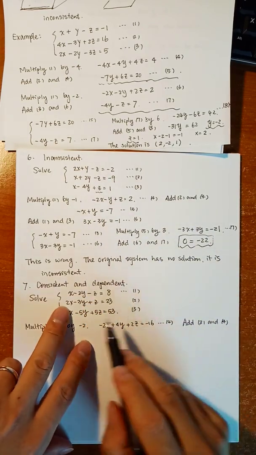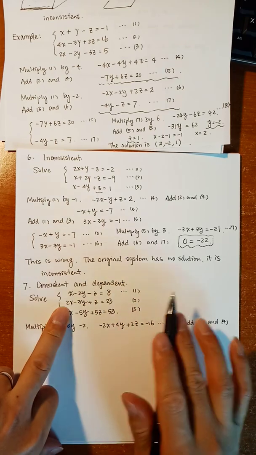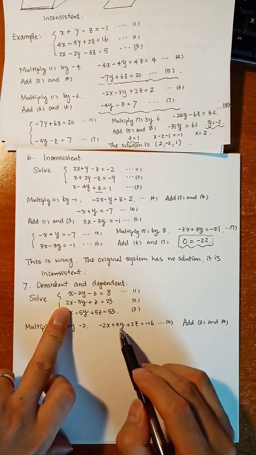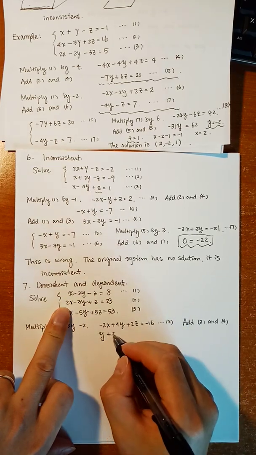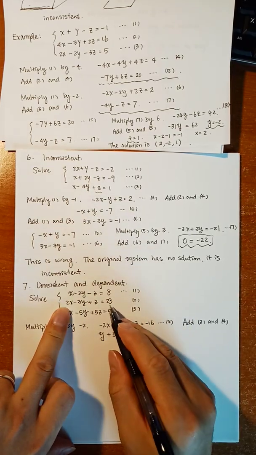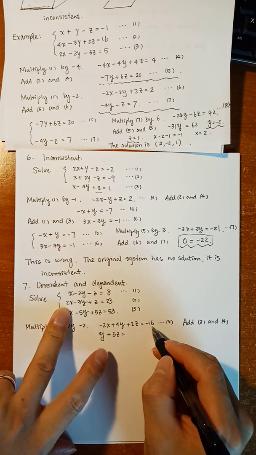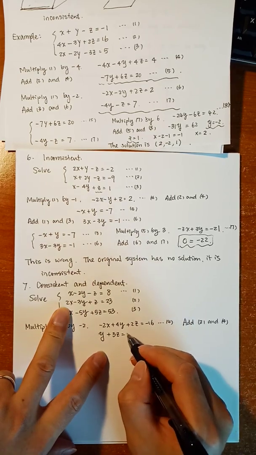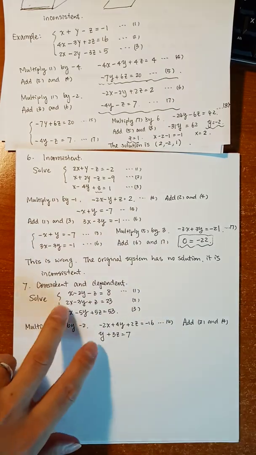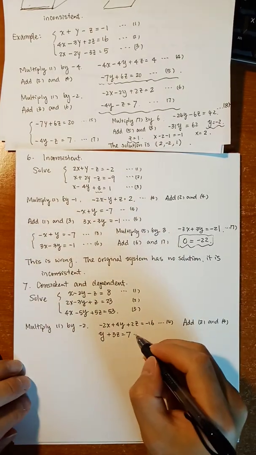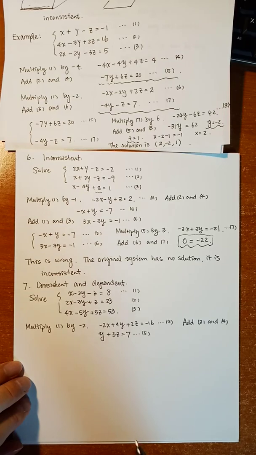Negative 2x cancelled. Negative 3y plus y is just negative y. z plus 2z, 3z. 23 plus negative 16, what is it? 7. Right, it's a 7. So this is equation 5.